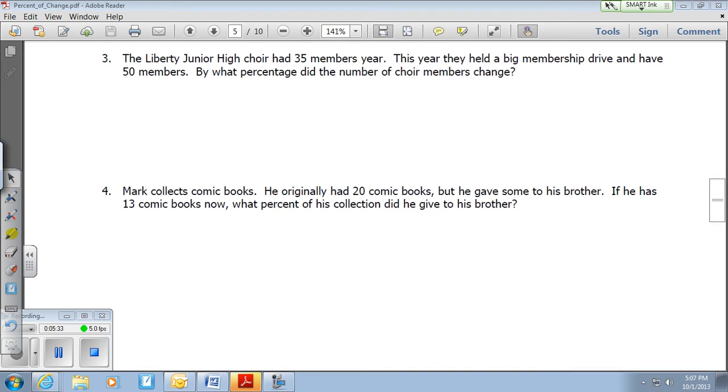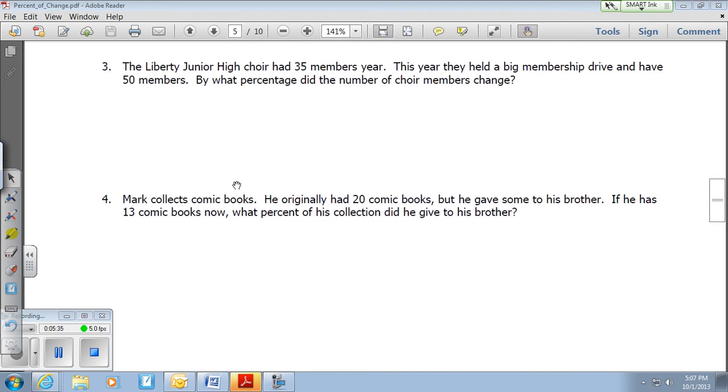Number 3, the Liberty Junior High Choir had 35 members last year. And this year they held a big membership drive and they had 50 members. So by what percentage did the number of choir members change?